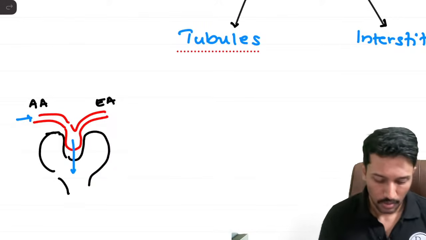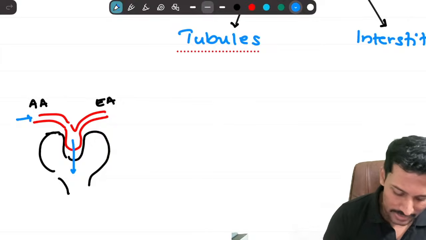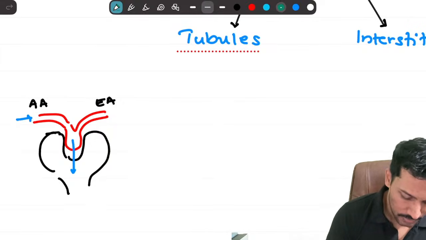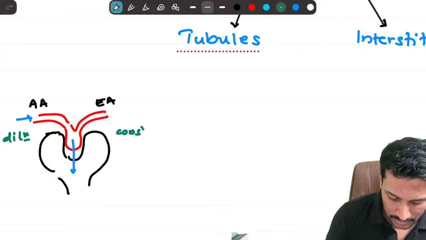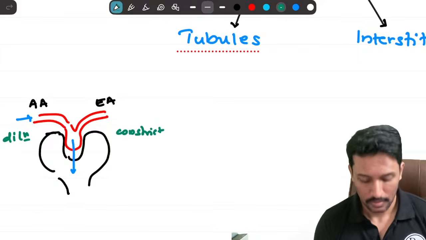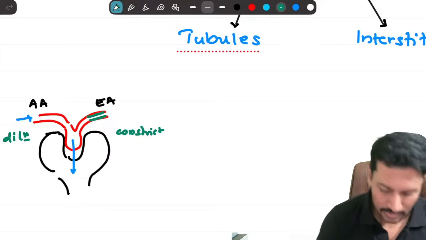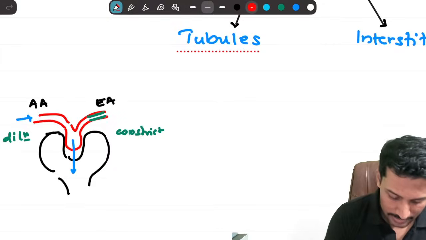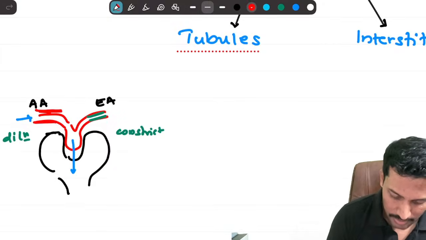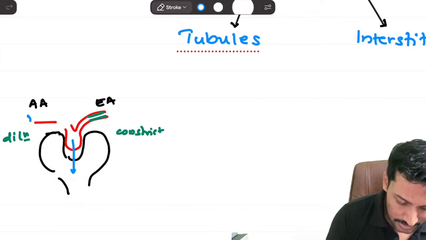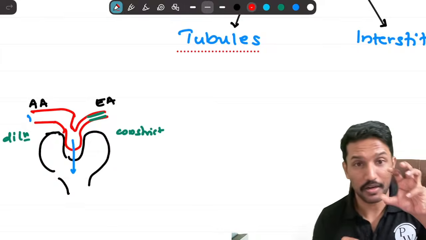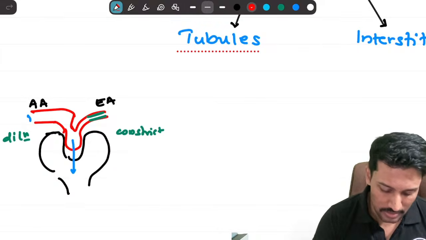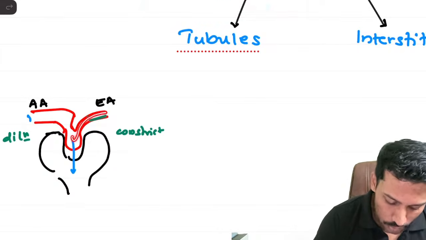I can do two things. One, I can cause the dilatation of the afferent arteriole. So if I dilate the afferent arteriole and constrict the efferent arteriole, if I narrow it, and I dilate the afferent arteriole, I make it wider. In that case, more blood enters, because the afferent arteriole is dilated, and because the efferent is constricted, it can't leave the glomeruli easily.